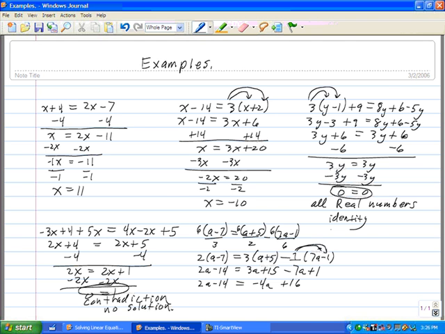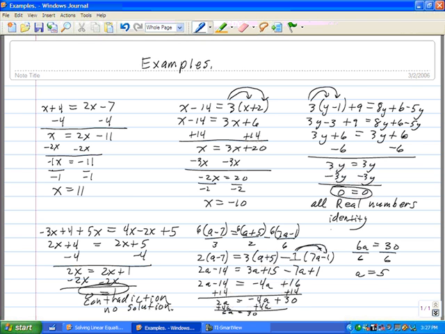So our like terms are combined, and now we use our addition property twice. First time I add 14. I get 2a equaling negative 4a plus 30. Then I add 4a, and I get 6a equaling 30. Let's come up here and finish this. 6a equaling 30. I divide off the 6, and there's my 5.